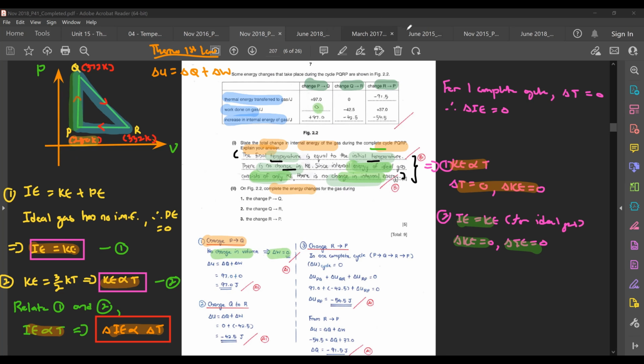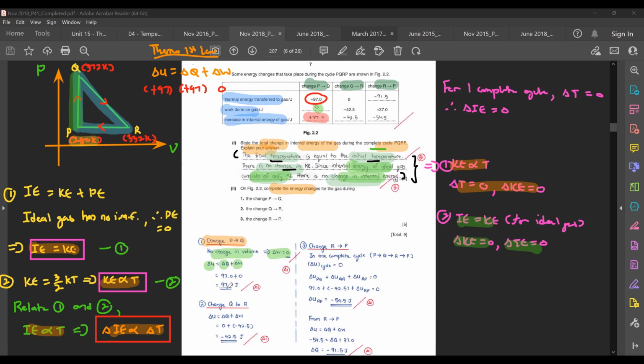And then after that, you apply your thermodynamic first law. If you already know that your internal energy was positive 97, your work done is 0. Your delta Q by right should be positive 97 too, so that your equation balances. So here, your increase in internal energy is actually just positive 97. Okay, or you can write it in the proper equation form like this.